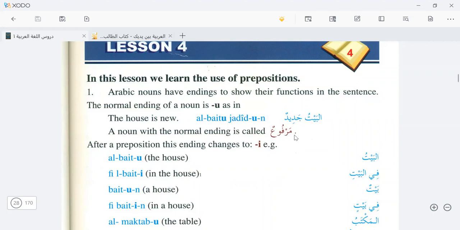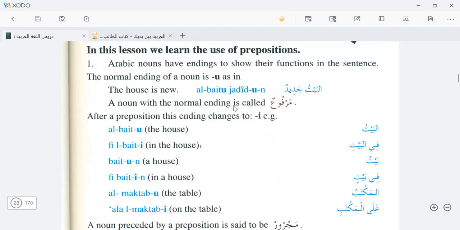After a preposition, this ending changes to i, kasra. Example, kasra. Just now it was damma and now kasra, right? Damma. Okay.